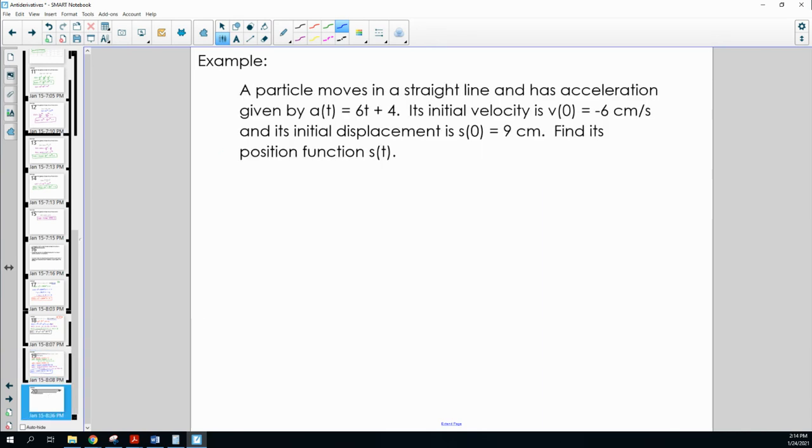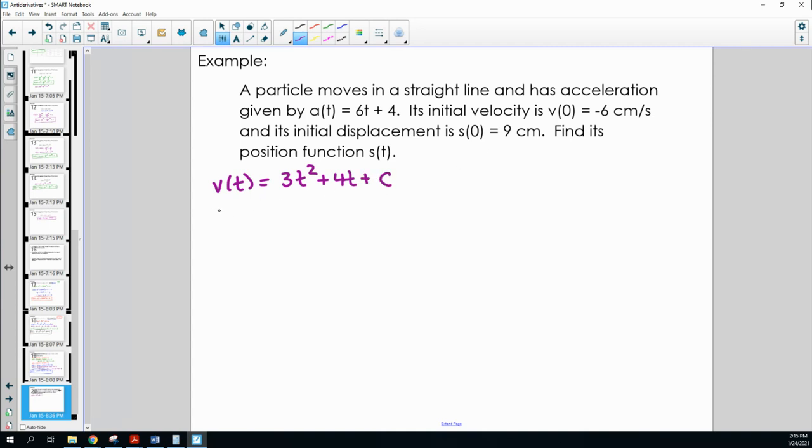Okay, and then we'll just do one more for good measure. A particle moves in a straight line and has acceleration given by a of t is that. Its initial velocity is that, and its initial displacement is that. Find its position function. So same idea as before, I'm just going to go a little quicker through this one. So our velocity, take the antiderivative of 6t plus 4. So this is going to give me 3t squared plus 4t plus our constant of c.